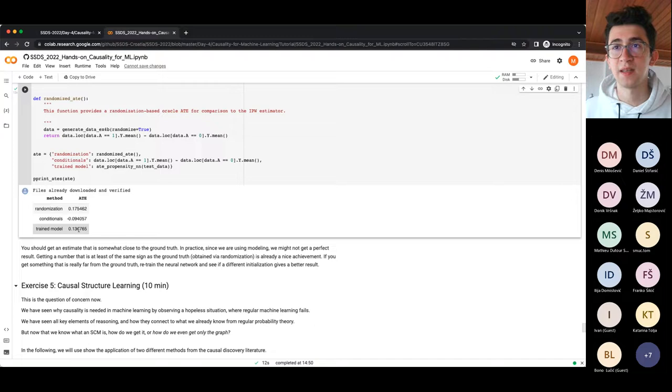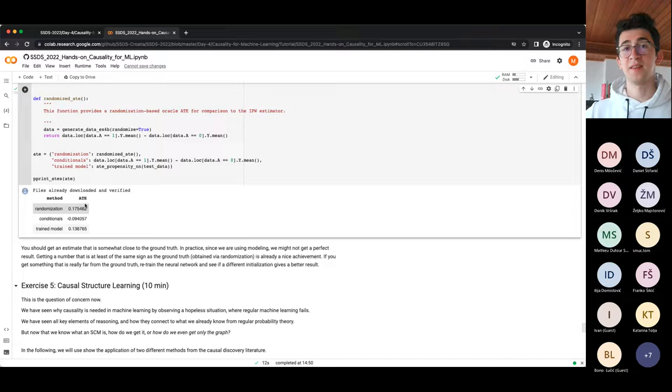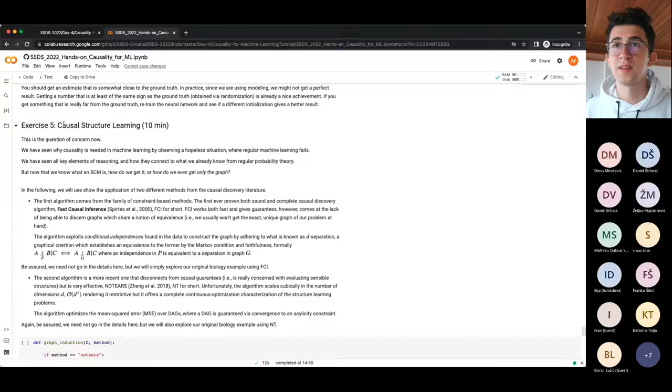And so that concludes the machine learning part for causal effect estimation. But in Causality for Machine Learning 1 today in the morning, we also discussed structure learning, right? And so this is the final exercise of this notebook, which is causal structure learning. And yeah, without further ado, to also be in time with our scheduled appointment, I wish you a lot of fun.